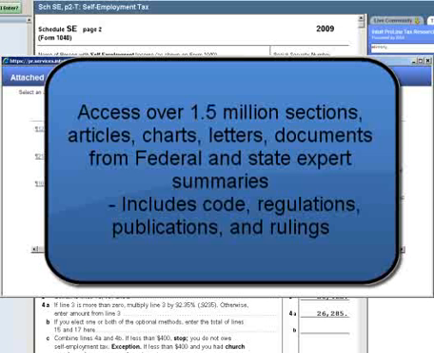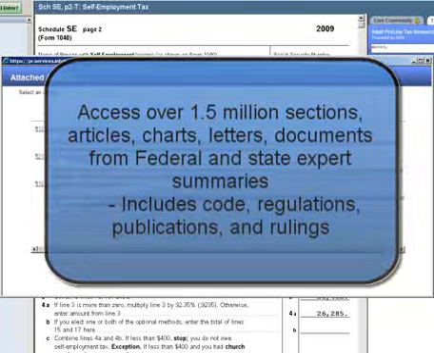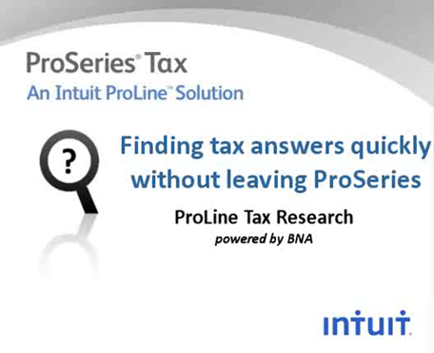You can access over 1.5 million sections, articles, charts, letters, and documents from federal and state expert summaries. You just saw the audit trail where we can append research to clients' returns to save later. And you saw the 3 different ways that we can search within the BNA tool or Intuit ProLine Tax Research. An excellent tool. I think you get a lot of benefit from it, and it's very, very simple to use.